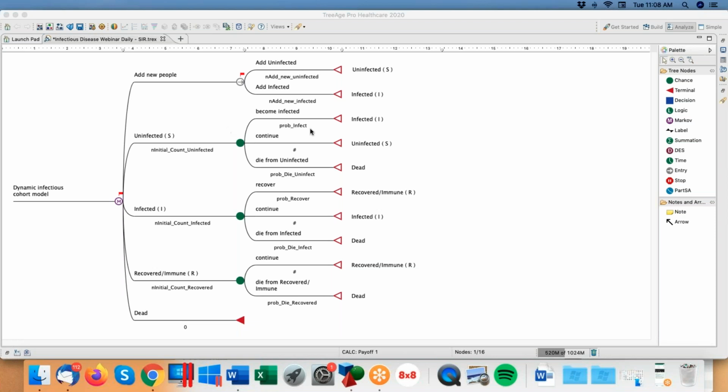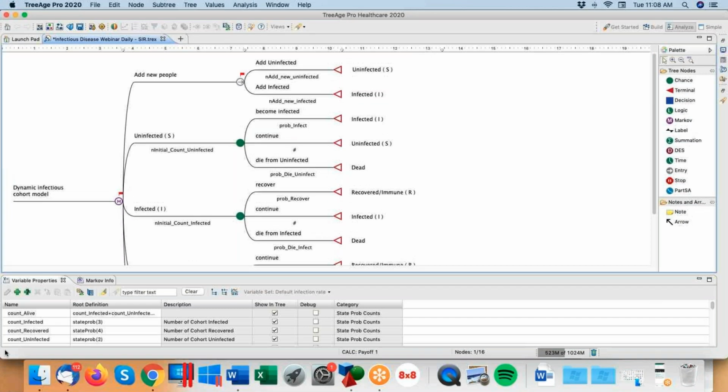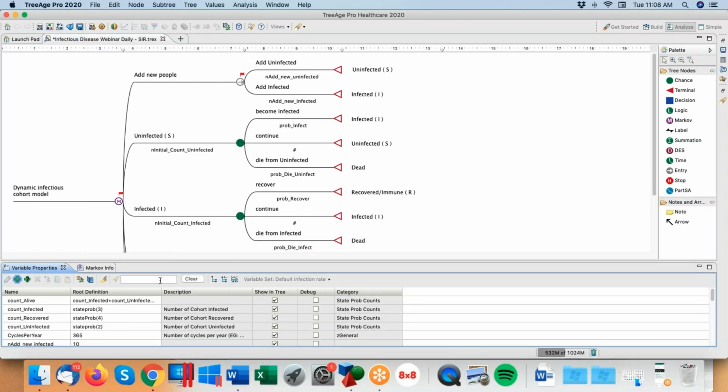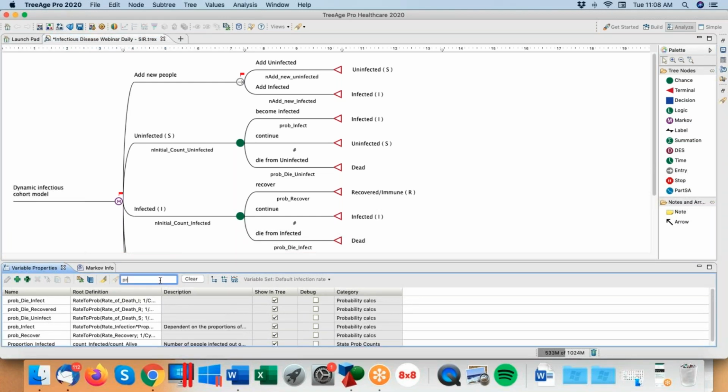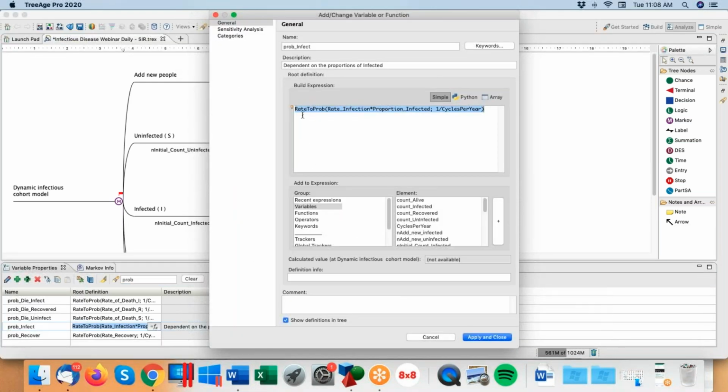So let's focus on this probability of infection and what makes this unique to an infectious disease model. If we look at the variable for the probability of infection, you may not know that there's a little filter here, so I can type in PRO, and it will focus on just the variables that start with prob. I'm really interested in this one, the probability of infection. Let's look at the formula here. The formula starts with a rate. So I have this rate to prob, and this rate to prob actually converts a rate to a probability.